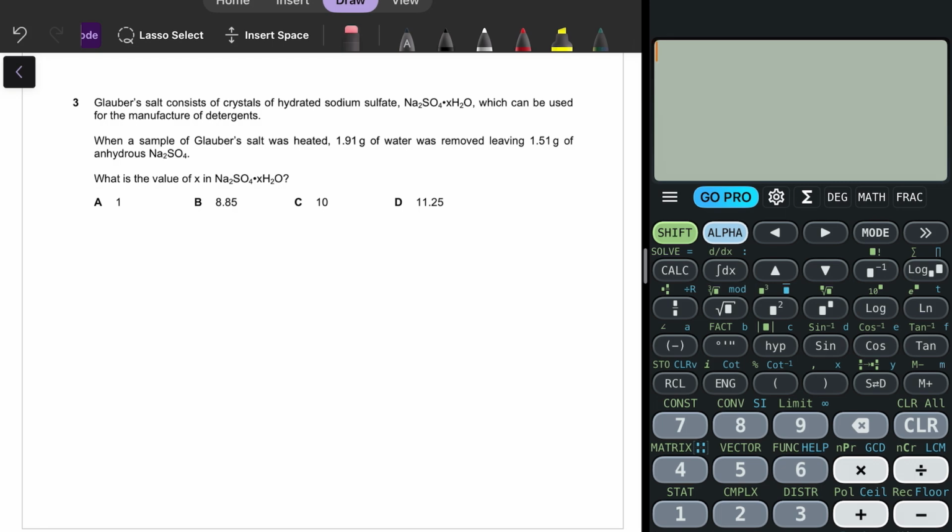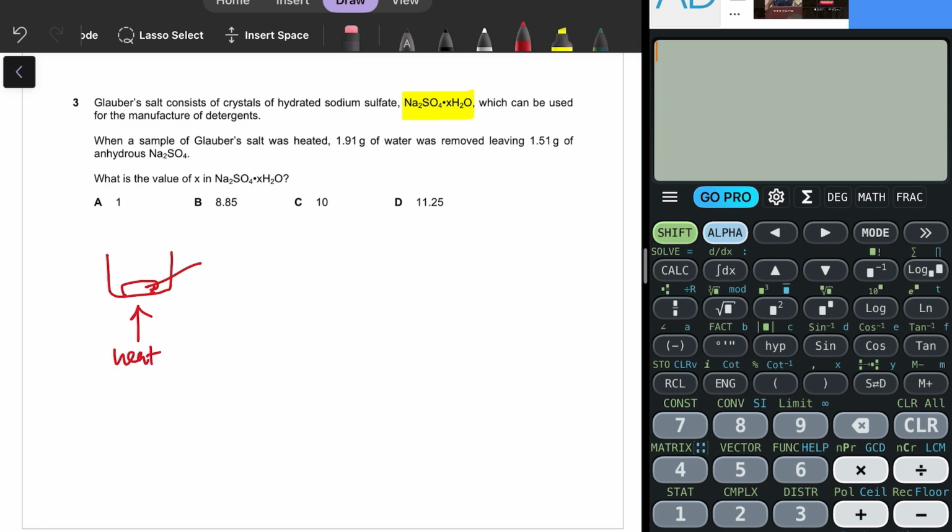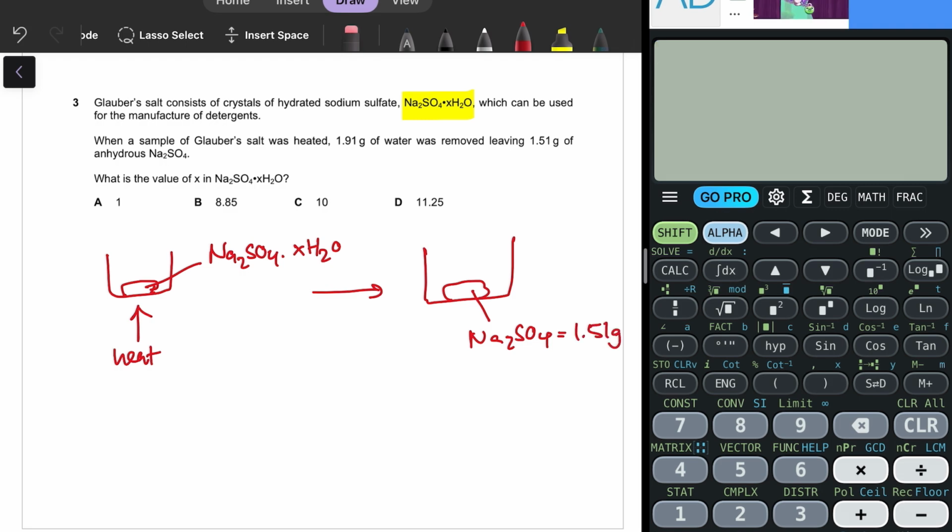So for this sort of question, whenever we're trying to calculate, we need to basically understand what is going on here. So what we've done is we've taken our crystallized salt and we've applied heat. This is our Na2SO4.xH2O. After this heat is gone, we are left with Na2SO4. The Na2SO4 is equal to 1.51 grams.